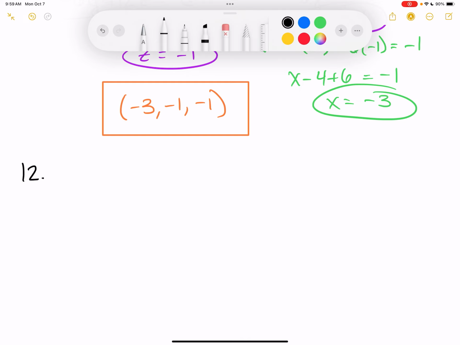I know. It's an odd one that doesn't have a solution. So we're going to have a no solution on our homework.